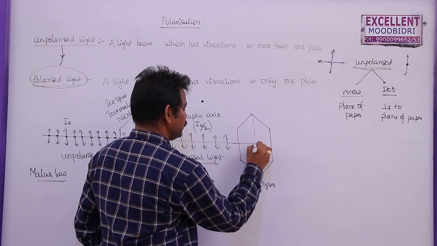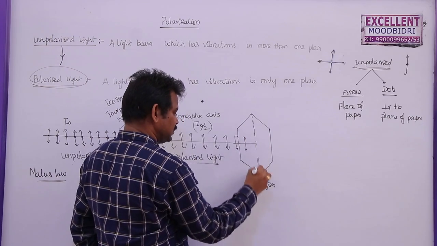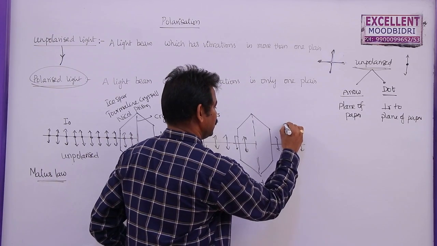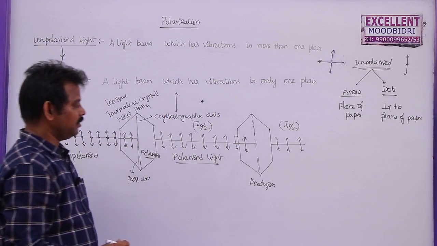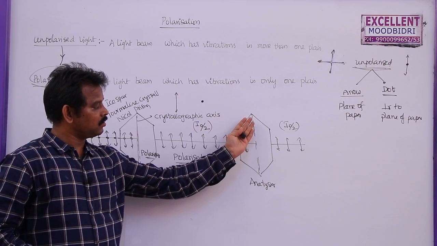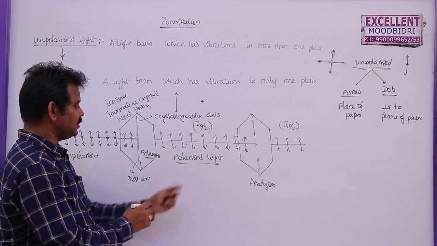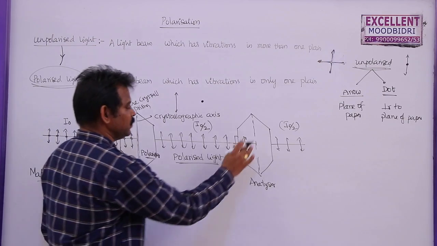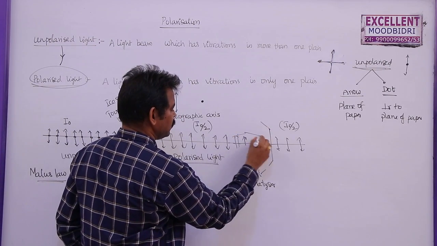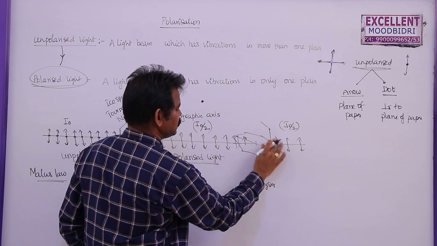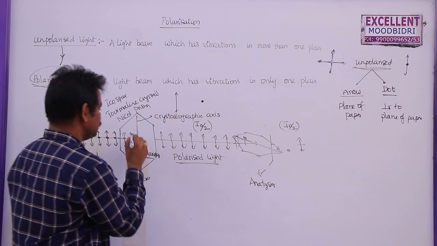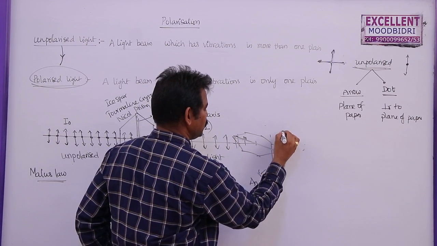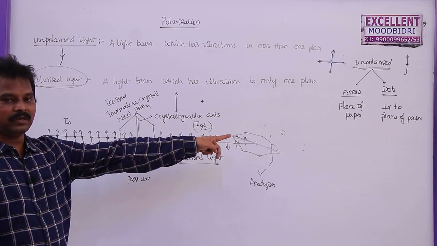Now if you allow this light here, as the pass axis is parallel to these vibrations, the light will come out as it is, and the intensity will be I naught by 2. But if you rotate this crystal such that its pass axis is perpendicular to the pass axis of the first one, then no light will emerge from it. If these two are perpendicular, also called cross polarized, you won't get any light here, so the emerging light intensity will become 0.